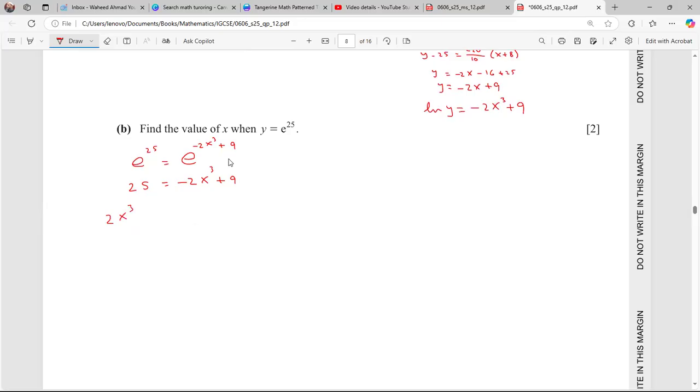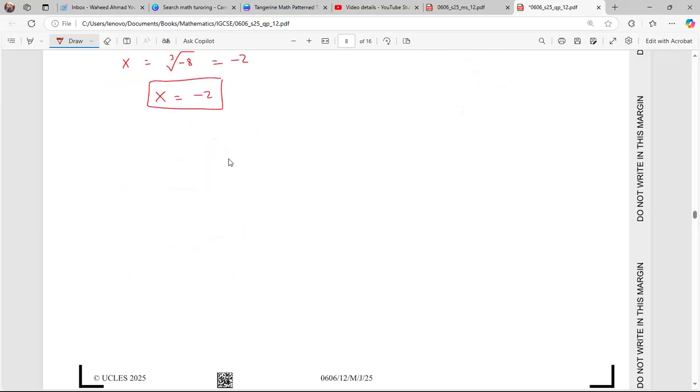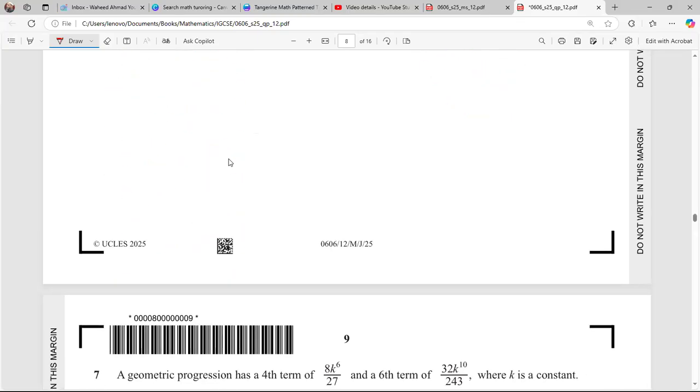So you can see that 2x cube is equal to 9 minus 25, which is minus 16. So x power 3 is equal to minus 16 over 2, so this is minus 8. And x is going to be the cubic root of minus 8, and that is going to be minus 2, because minus 2 power 3 is minus 8. So this is my answer. Find the value of x. Yeah, so x is equal to minus 2. So this was question number 6.